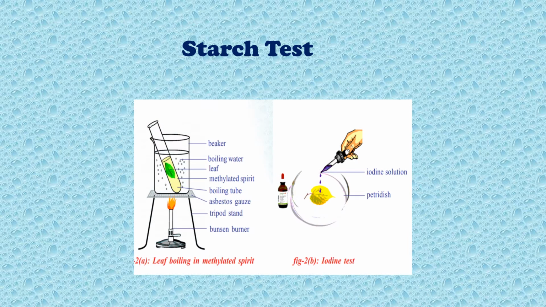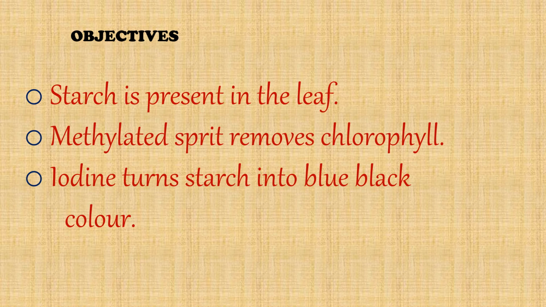Experiment to test the presence of starch in leaf. Objectives. By the end of this video, children are able to know that starch is present in the leaf, methylated spirit removes chlorophyll, and iodine turns starch into blue-black color.